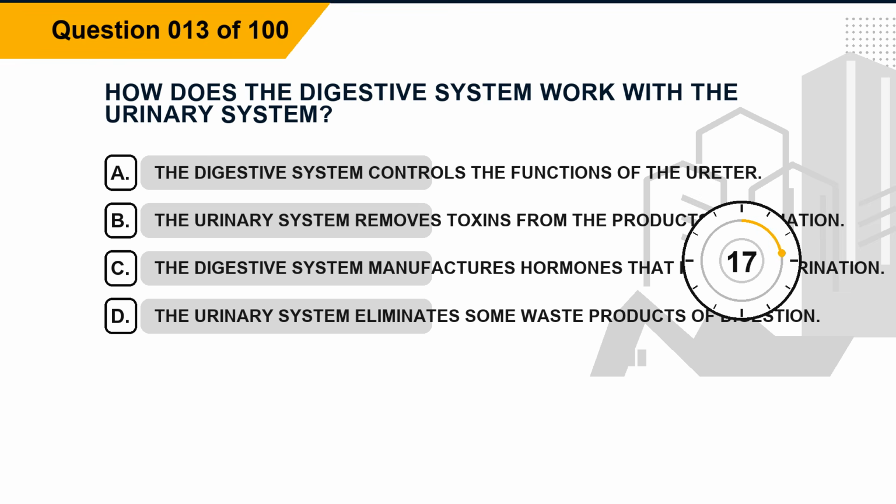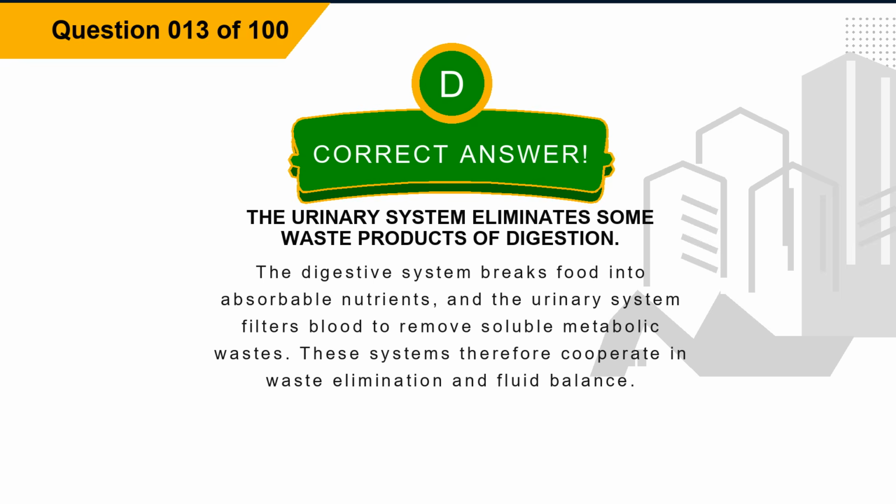Option A, the digestive system controls the functions of the ureter. Option B, the urinary system removes toxins from the products of urination. Option C, the digestive system manufactures hormones that influence urination. Option D, the urinary system eliminates some waste products of digestion. The correct answer is option D, the urinary system eliminates some waste products of digestion.